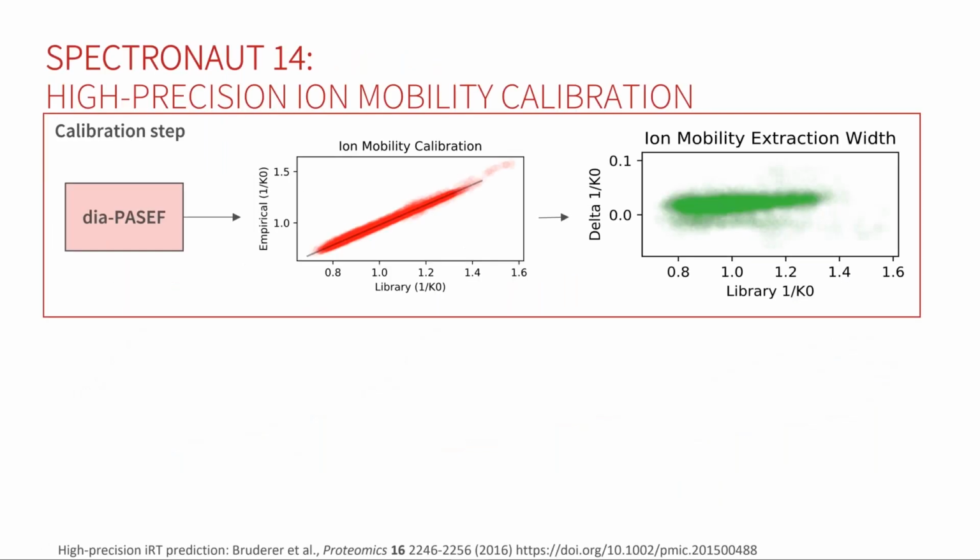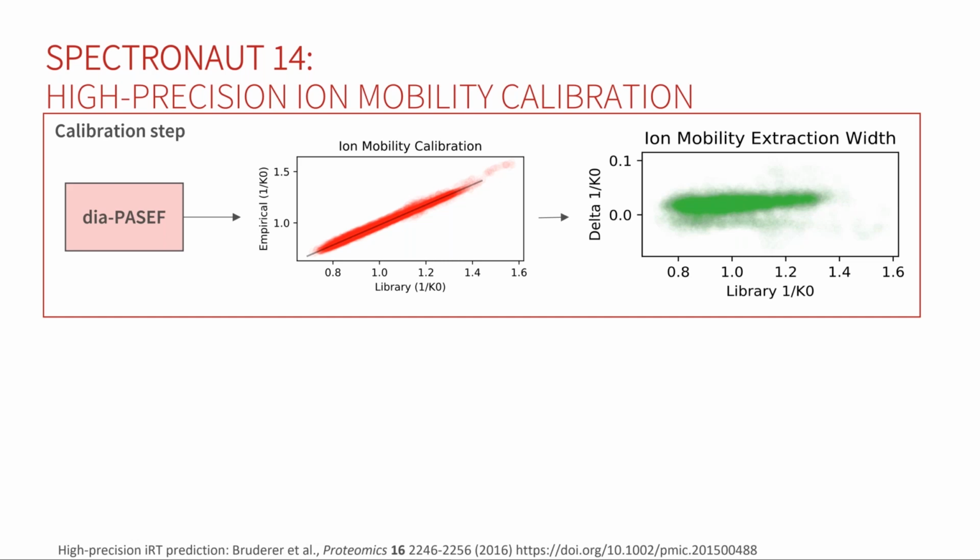So let's take a look at how we handle the four-dimensional data that we get from dia-PASEF. Fortunately, we were able to reuse many concepts and algorithms developed for the regular three-dimensional DIA data here. One such concept is that of high-precision retention time, which allows Spectronaut to accurately predict where in the RT dimension you expect to see a certain peptide with what tolerance window. We now process ion mobility in a similar manner by creating an ion mobility calibration based on the values in the library versus what we observe empirically.